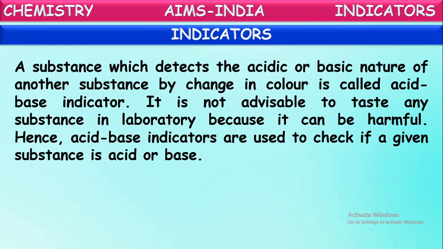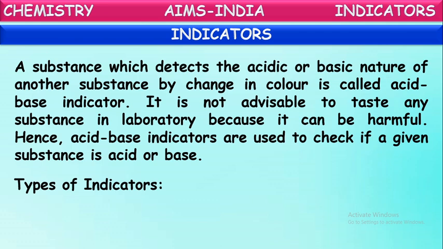So how to know them? We can identify whether a substance is an acid or base or any other substance by using these indicators. These indicators change their color in the presence of acids and bases. Hence acid-base indicators are used to check if a given substance is either acid or base.